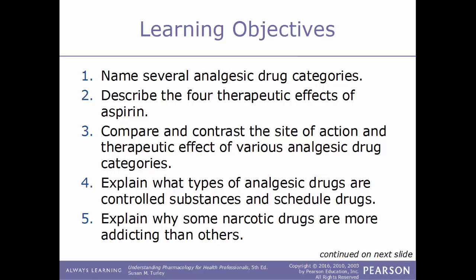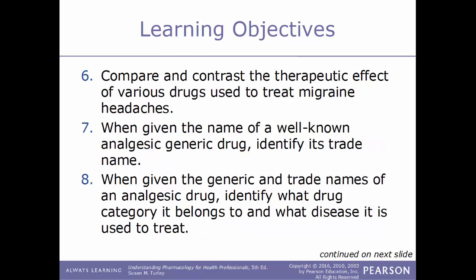Learning objectives for this chapter: name several analgesic drug categories, describe the four therapeutic effects of aspirin, compare and contrast the site of action and the therapeutic effect of various analgesic drug categories, explain what types of analgesic drugs are controlled substances and scheduled drugs, explain why some narcotic drugs are more addicting than others, compare and contrast the therapeutic effect of various drugs used to treat migraine headaches.